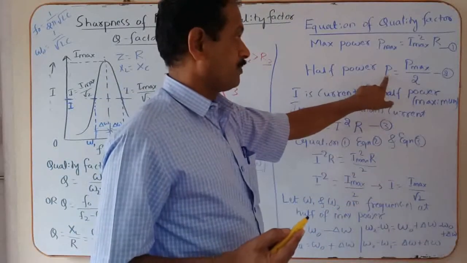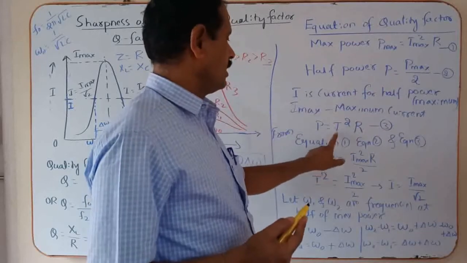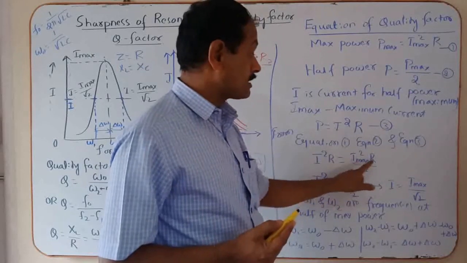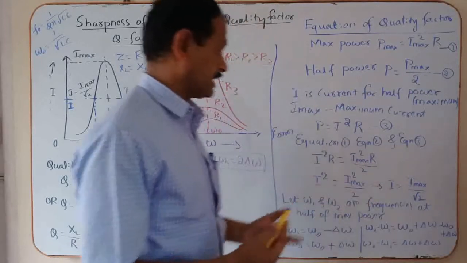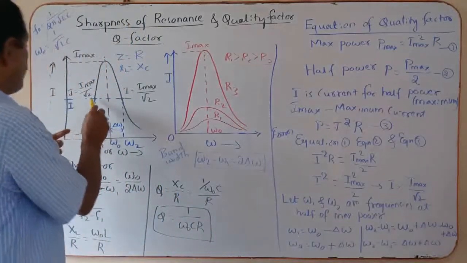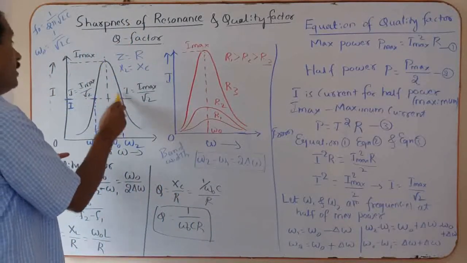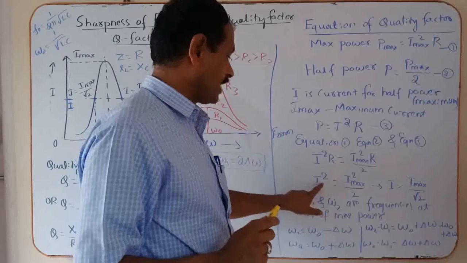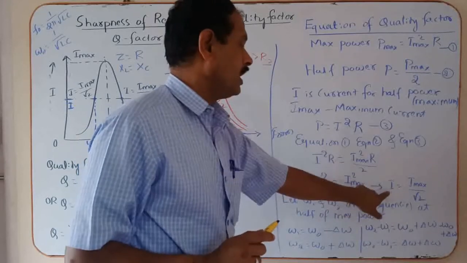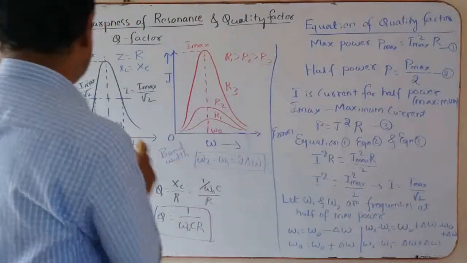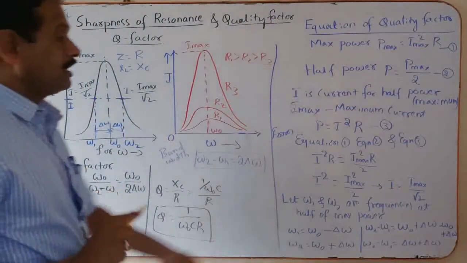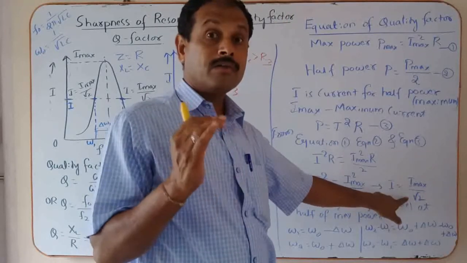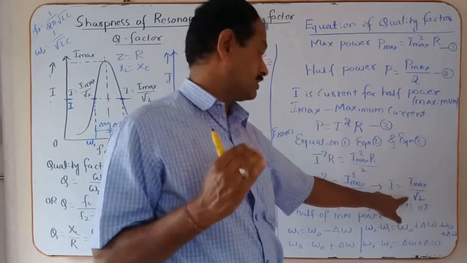Now from this expression, P is equal to I square R. The maximum power is I max square R divided by 2. We get the expression for the current at half power in terms of maximum power. I square R cancels. I square is equal to I max square divided by 2. So I will get I max upon root 2. This is the current for half of the maximum power in the series LCR circuit.